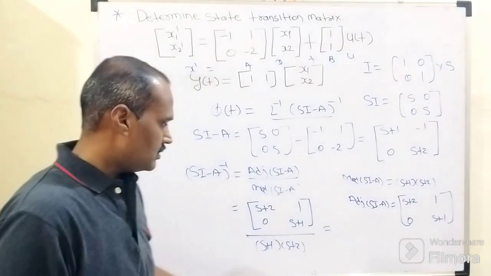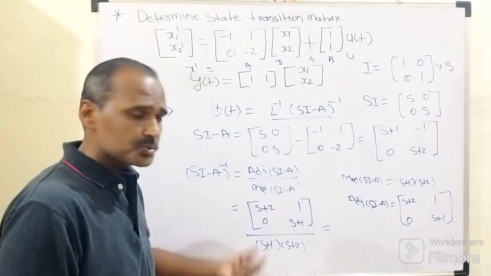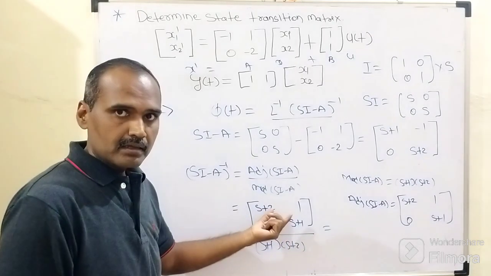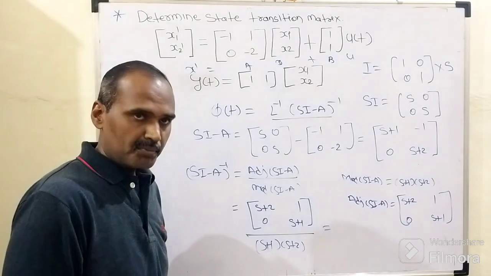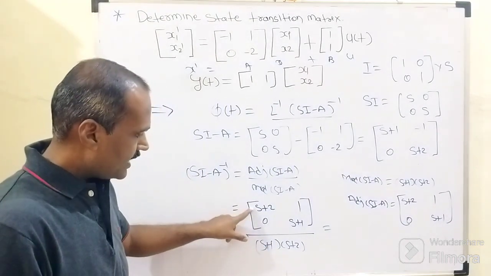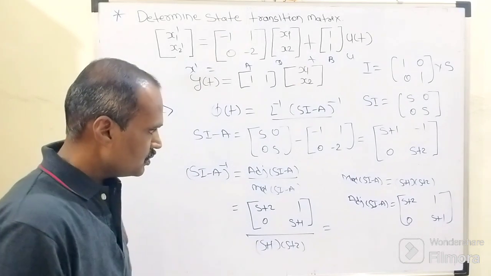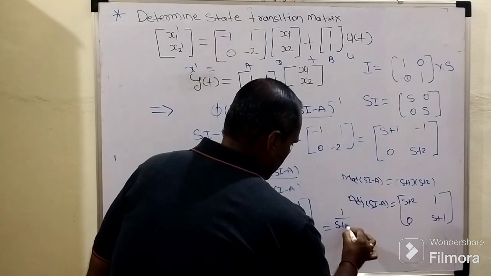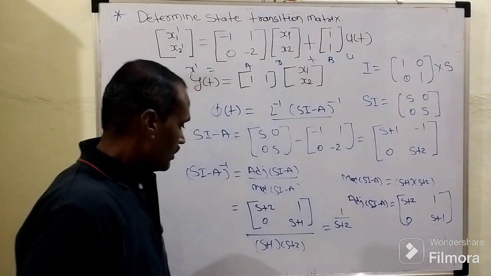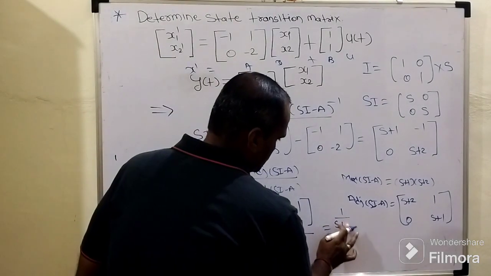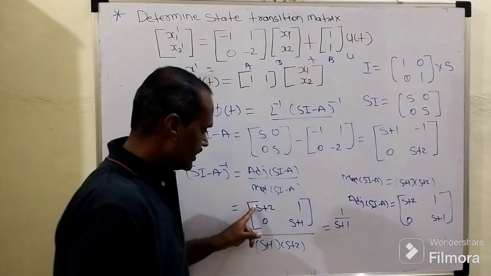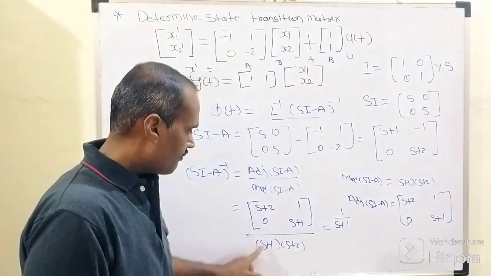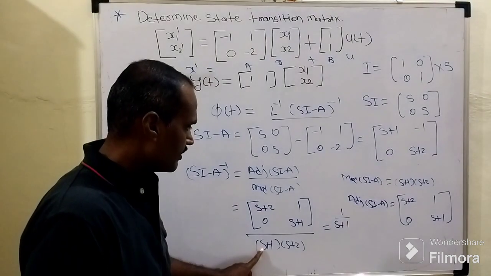Then after that, what we need to do? We need to divide these two terms, right? So element by element we need to divide the coefficients of this matrix by this denominator. The first element is s plus 2 upon s plus 1 times s plus 2. This s plus 2 will get cancelled, so obviously the remaining term is 1 upon s plus 1.